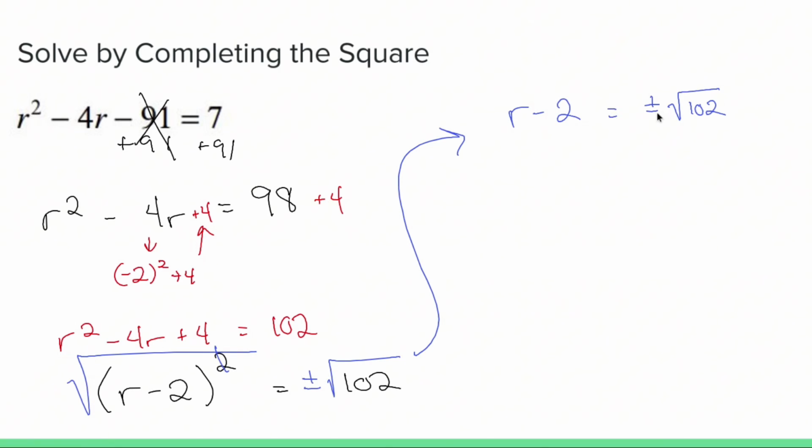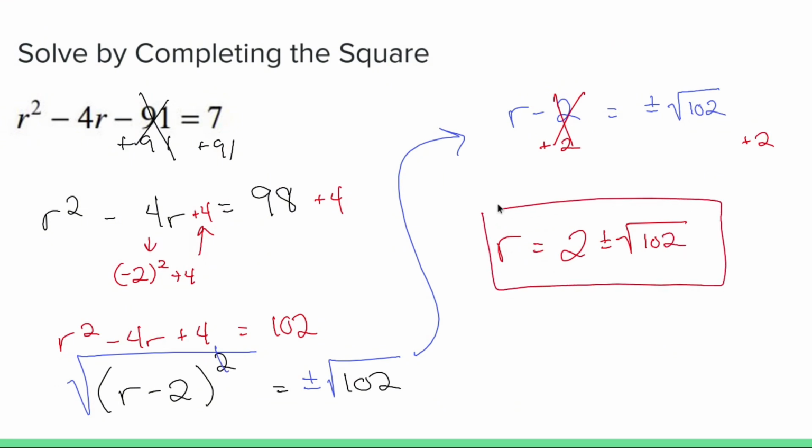You can't do much with the 102, so I'm not going to try to make a factor tree and simplify that. But in order to get r by itself, what I have to do is add 2 to both sides, and r is going to equal, let's move it this way, 2 plus or minus the square root of 102.